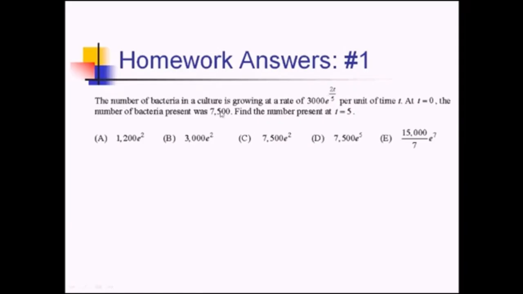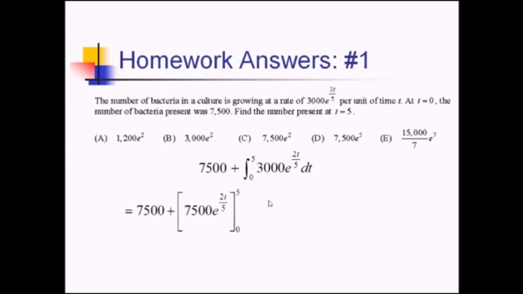So we're starting with 7,500. We're going to add to that the integral from 0 to 5 of this rate of change that they just gave us. And for this, since we're doing this without a calculator, we're going to have to take the antiderivative. So let's see, this is going to be 3,000 e to the 2t over 5 times the reciprocal of this inner tail here. So we're multiplying by 5 over 2, which is really 2.5, so this is really going to be 7,500 that's turning into.